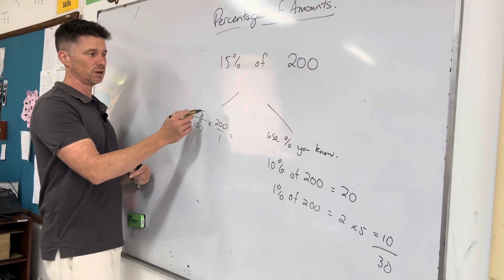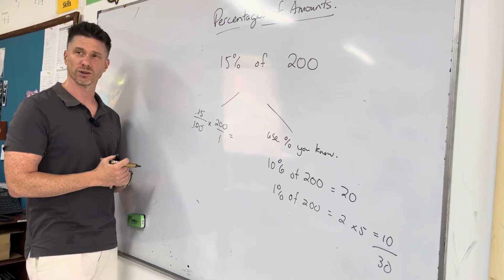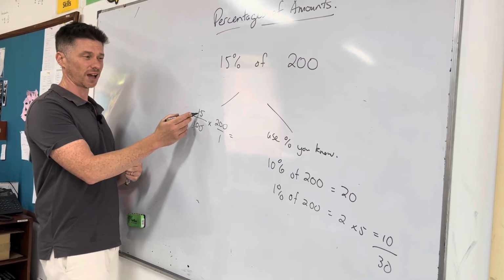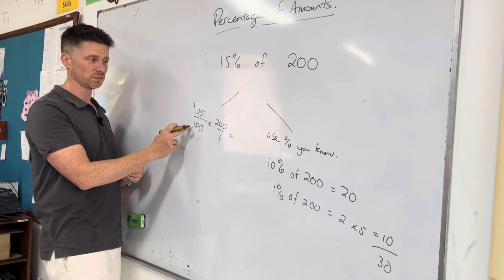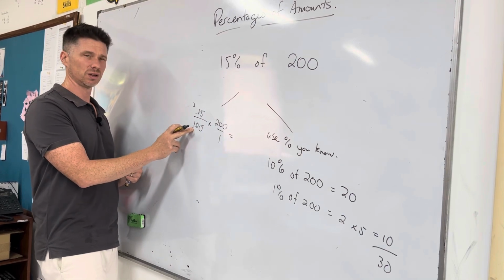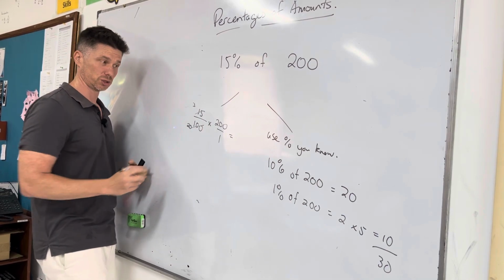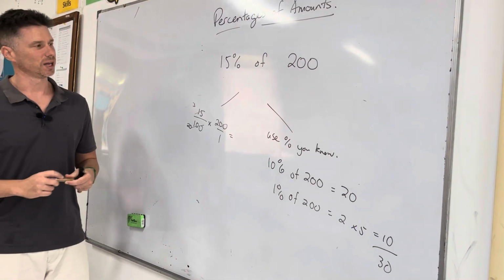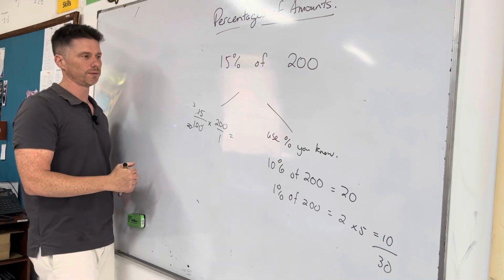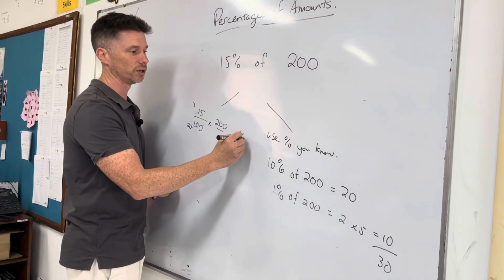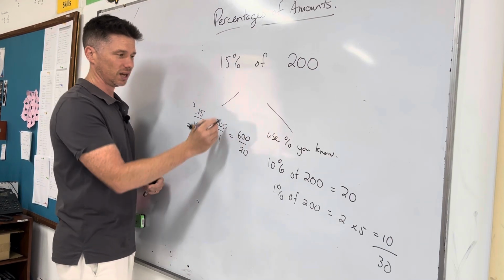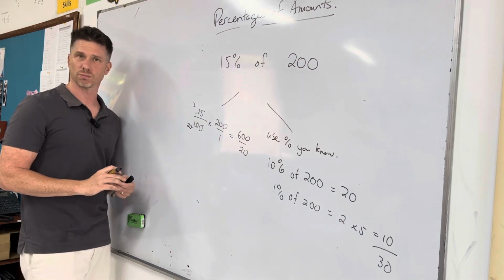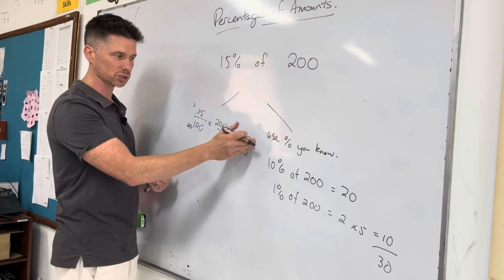For instance, what's the simplification of 15 over 100? 5 fits into both these 3 times, and how many times into 100? 20 times. 5 fits in. Okay, you can multiply at any stage you want. For instance, this would be 600 divided by 20. I could have definitely done more simplification, but now I can simplify this. How many times does 20 fit into 6?